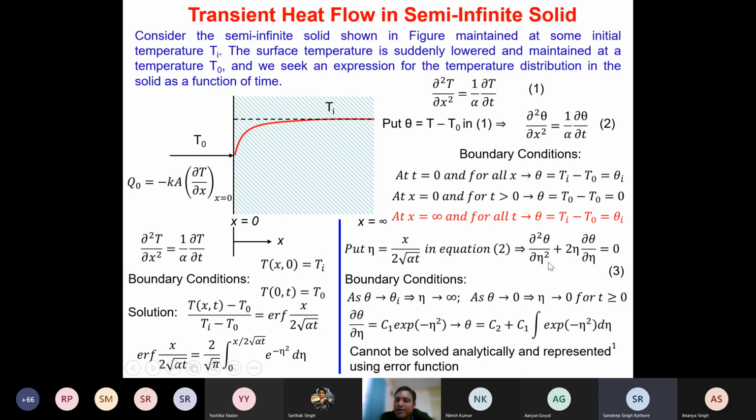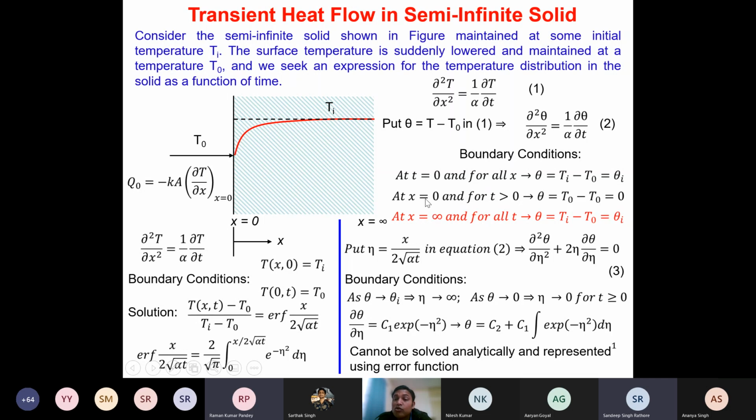Now let's integrate this equation. Excuse me, sir. Please go ahead. Sir, can you please explain that as theta tends to theta I, how is eta tending to infinity? So see, at theta equals to theta I, look at this boundary condition. When theta equals to theta I, what is the value of t? 0. If you put that value of t here as 0, what are you going to get? Sir, x is also tending to infinity as theta tends to theta I, and t is tending to 0. No.